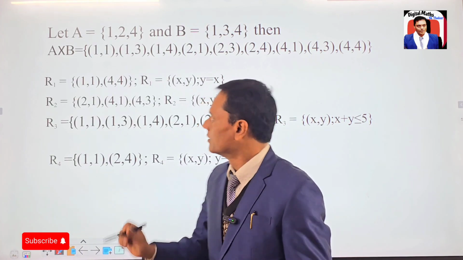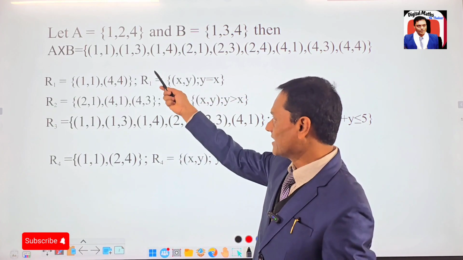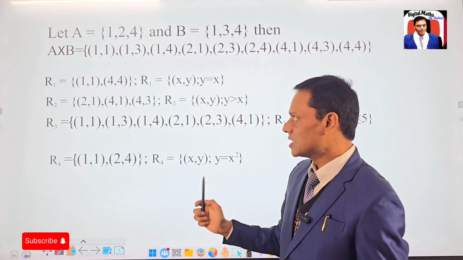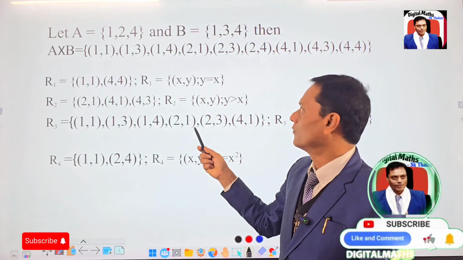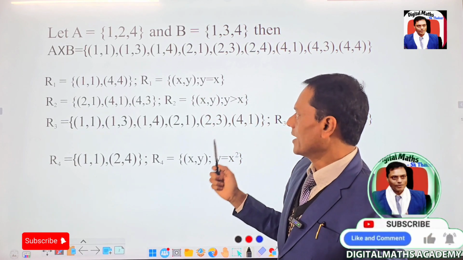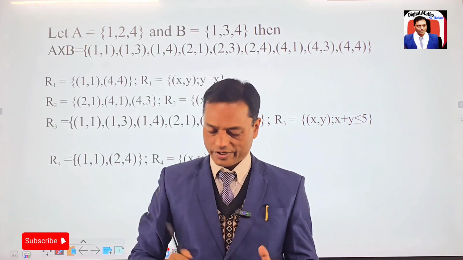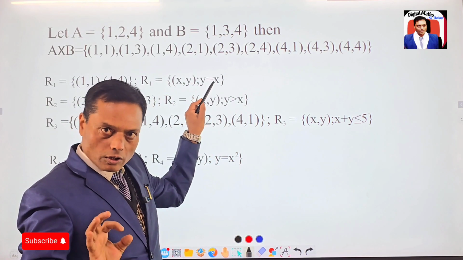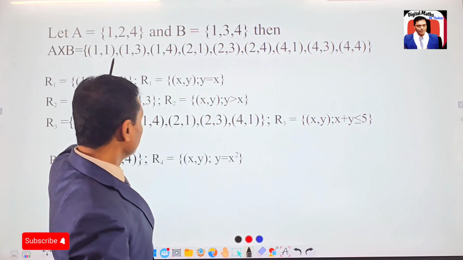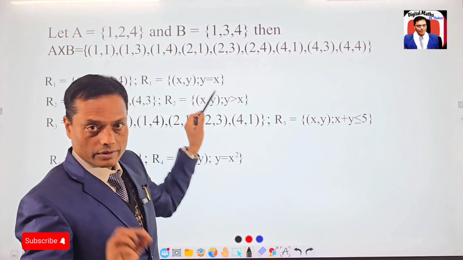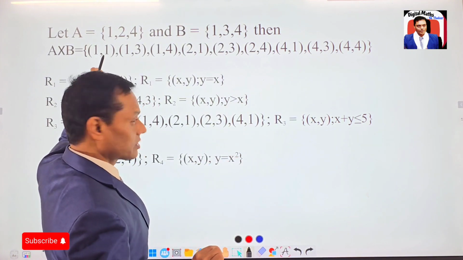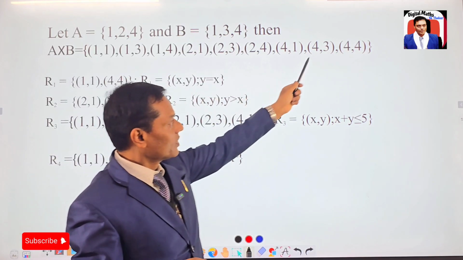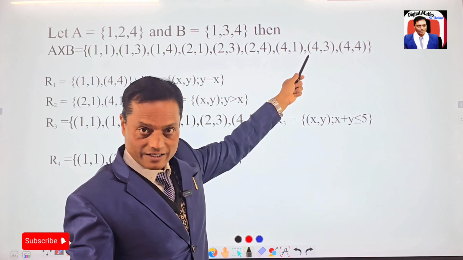Let's say you have two sets A and B, then you can find the Cartesian product. Now you can see some ordered pairs in the Cartesian product: (1,1), (1,3), (1,4), (2,1). Likewise, we have altogether 9 ordered pairs. Now, if we see all the ordered pairs, somewhere the x component is equal to the y component, somewhere x component is less than y component, and sometimes x component is greater than y component.